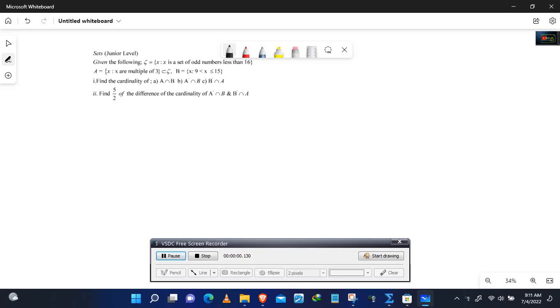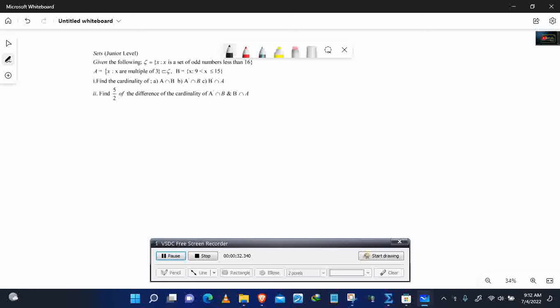Everyone. Today we are going to deal with sets, the junior level sets. Now we have a question here, and the question says that given the following, we have our universal set to be equal to a set containing the set of odd numbers less than 16. Then we have the set A be equal to the set of multiples of 3, and A happens to be a subset of the universal set.